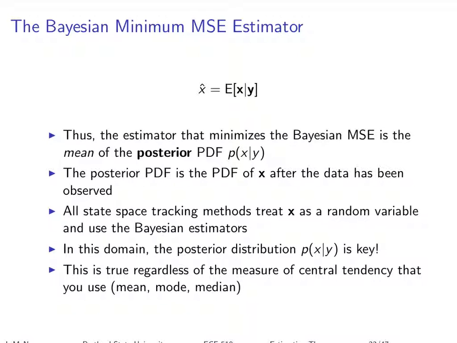This posterior PDF ends up being the key thing fundamentally. It's not always framed this way, but all the state space methods are really trying to find the posterior PDF and do something with it. They represent the posterior PDF in very different forms. We'll see many different ways in which that can be represented, but fundamentally, they're all trying to get at the posterior PDF.